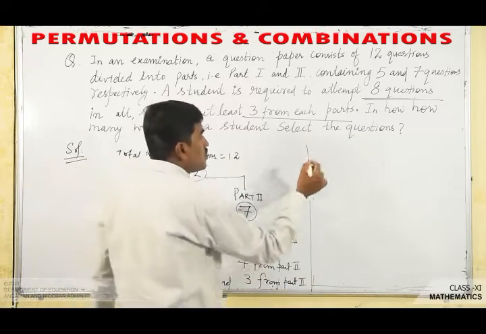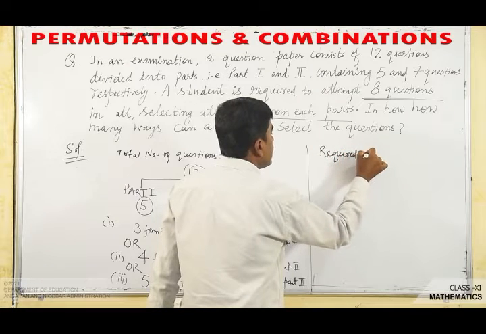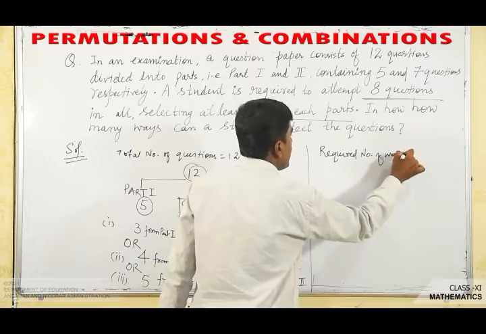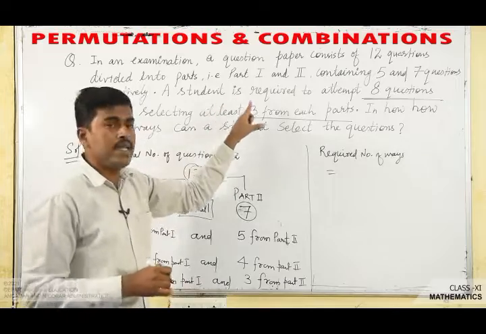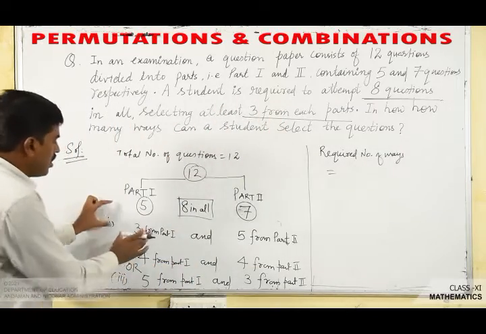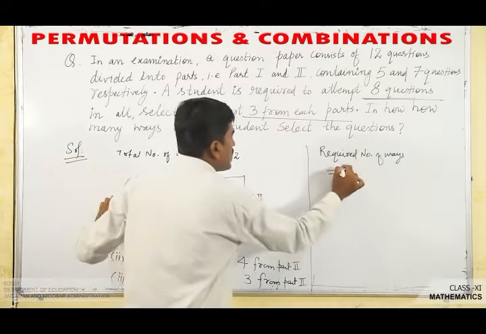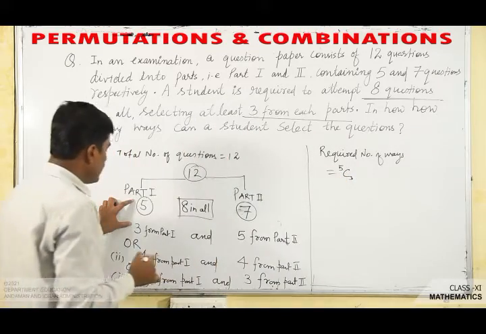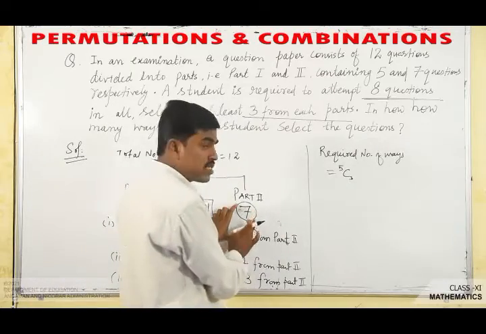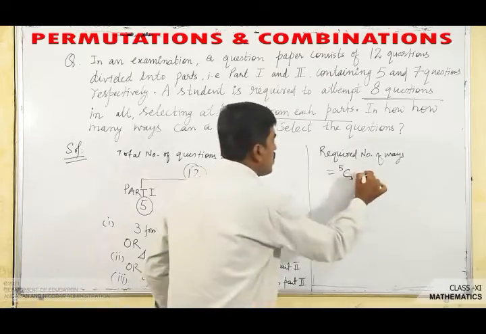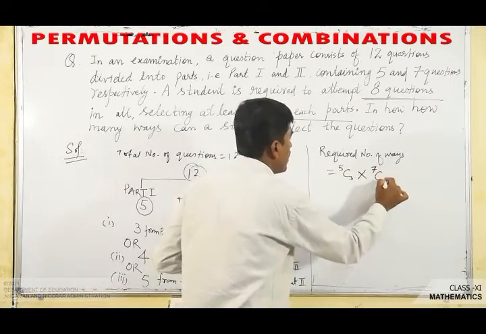Now from this we can write the required number of ways in which the student can attempt 8 questions in all, selecting at least 3 from each part. The first one is 3 from part 1, that means 3 out of 5, so it can be done in 5C3 ways, and 5 questions from part 2, which can be done in 7C5 ways. Since it is 'and', it is multiplication: 5C3 into 7C5. So this is the first case.